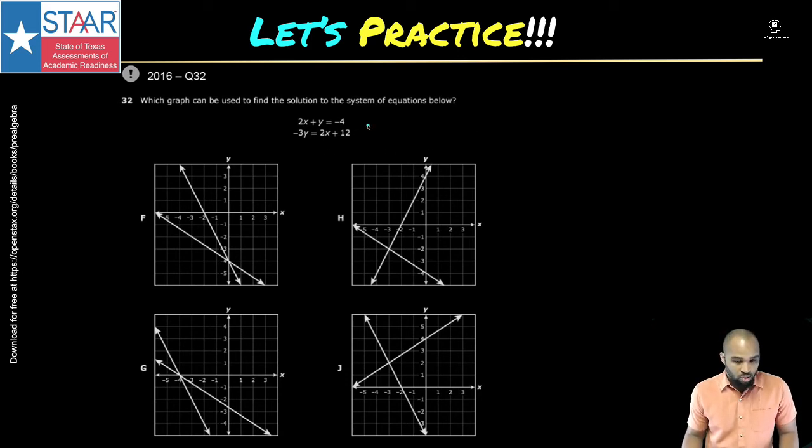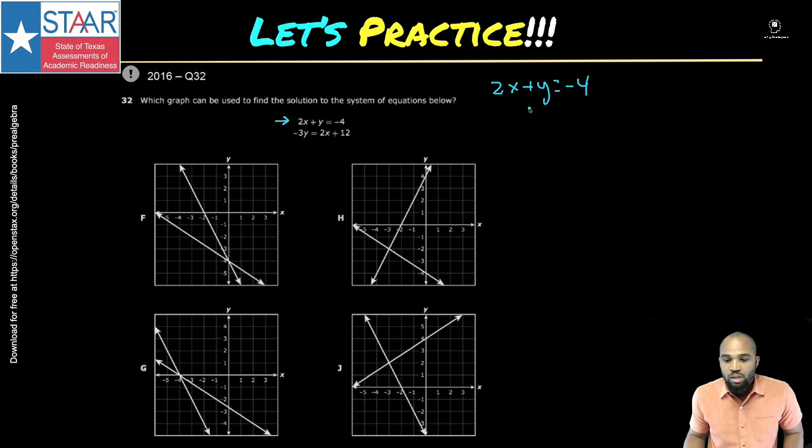I'm going to do both. I'm gonna put this in slope-intercept form. Let me say that I'm using this for blue. 2x plus y equals -4. Subtracting 2x on both sides gives me y equals -2x minus 4. So that's one of my equations. So I'm going to go ahead and look for that one, and so I can eliminate anything else. So -4 and a slope of -2.